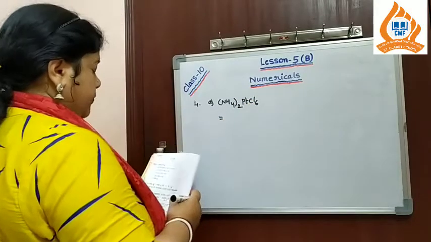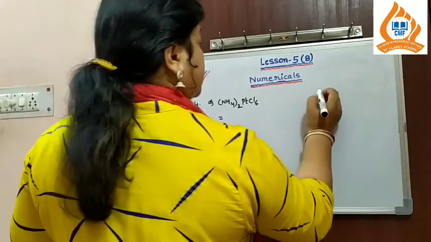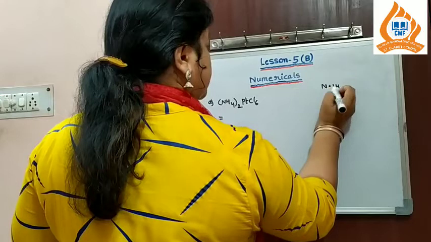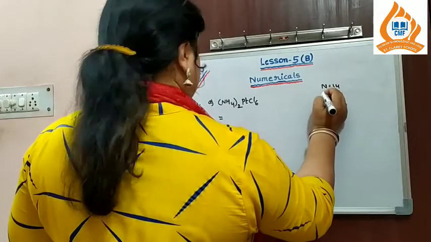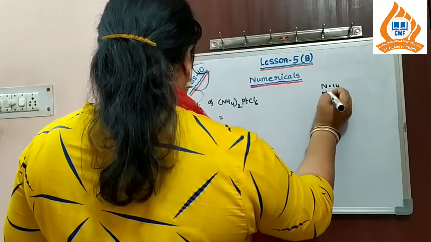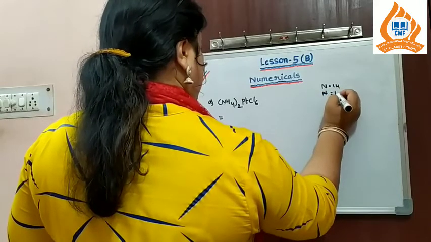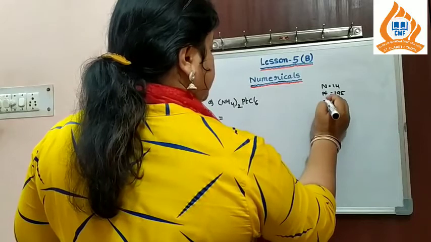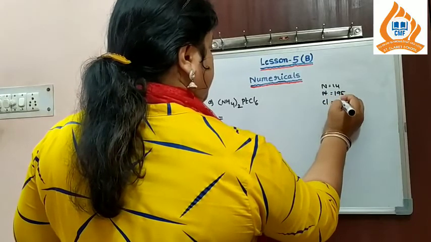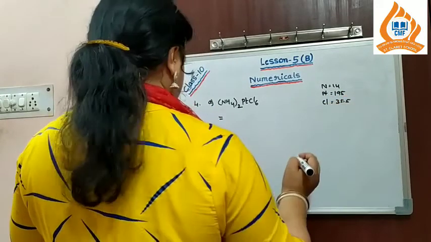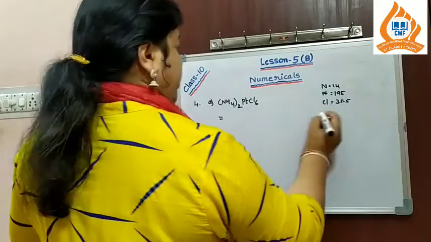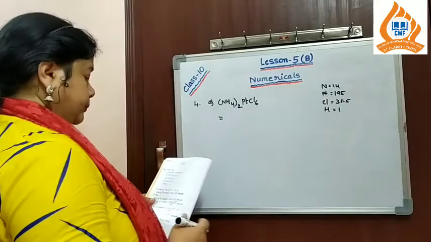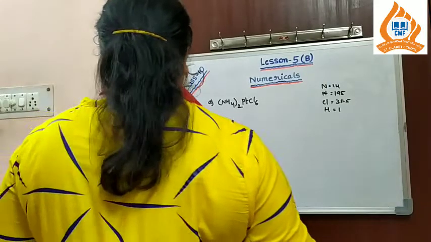The atomic masses of each: nitrogen is 14, platinum is 195, chlorine is 35.5, and hydrogen is 1.